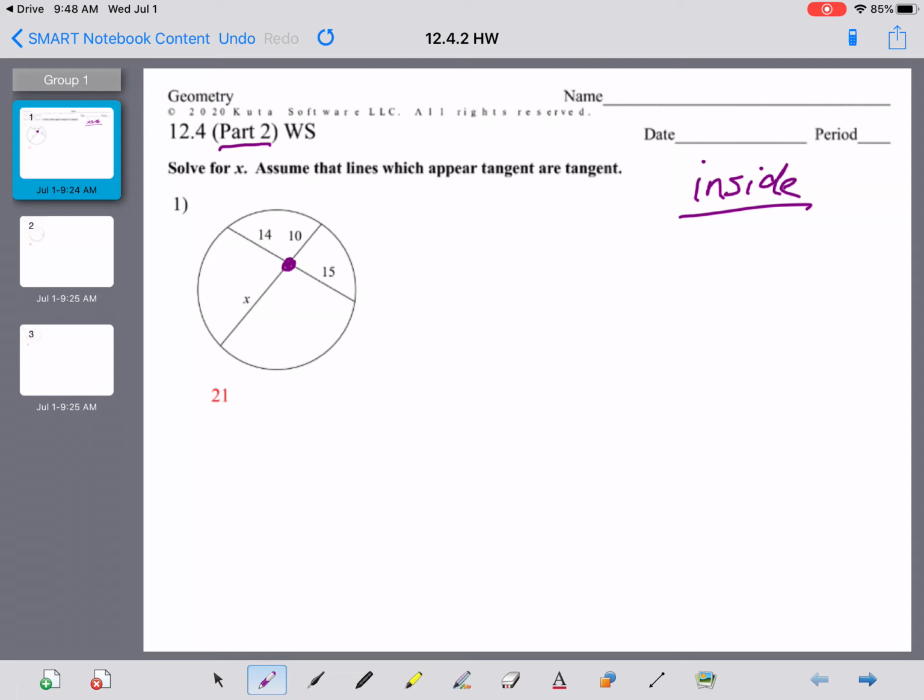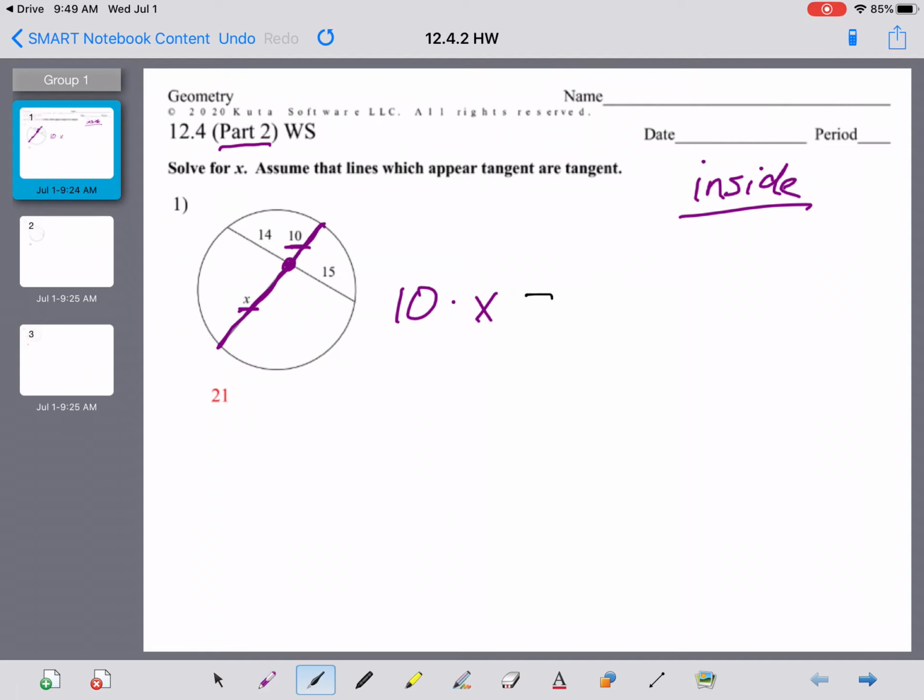And the theorem in the 12.4 part 2 notes that deals with this says that when two chords intersect inside of a circle, the products of each individual chord's pieces are going to be equal to each other. So if we take a look at this chord that I'm going to do here in purple, this chord is broken up into two pieces. We have an x right here and a 10. So what we're going to do is multiply those two pieces together, 10 times x.